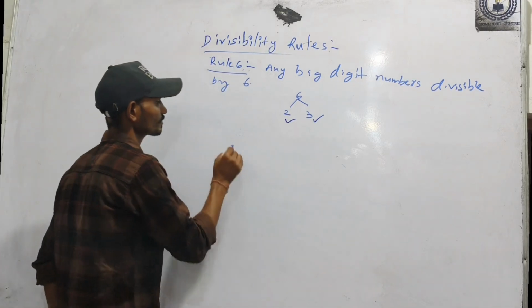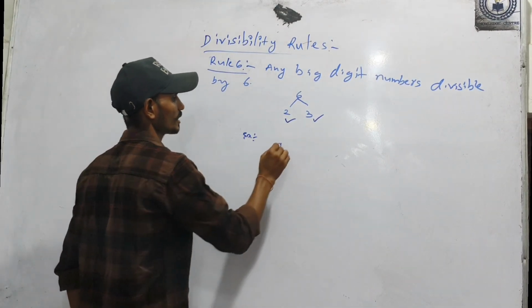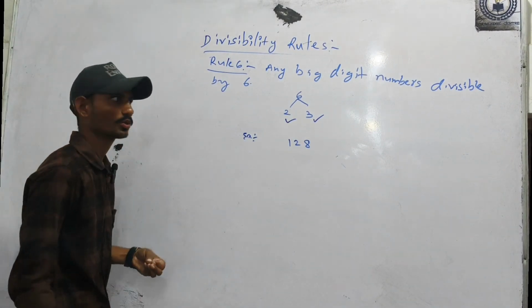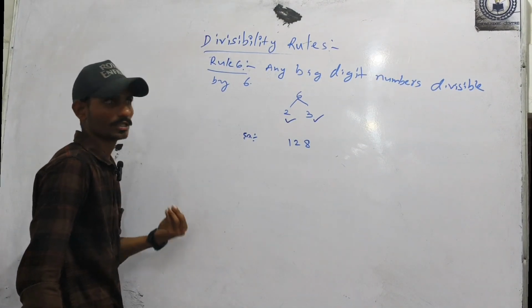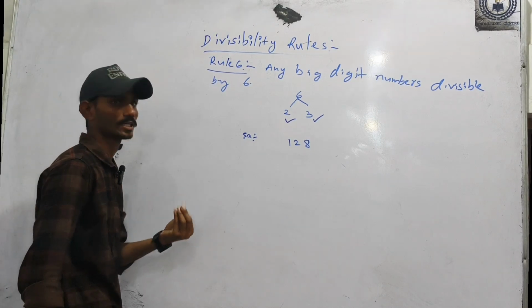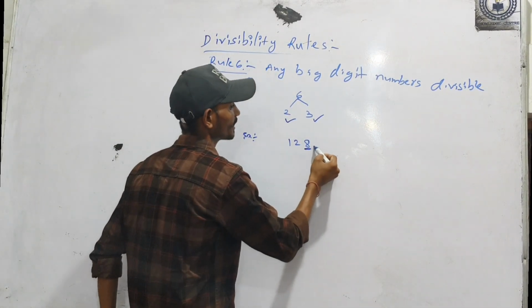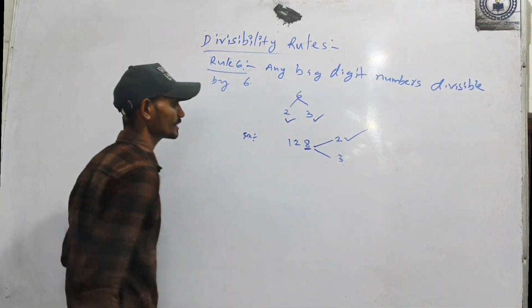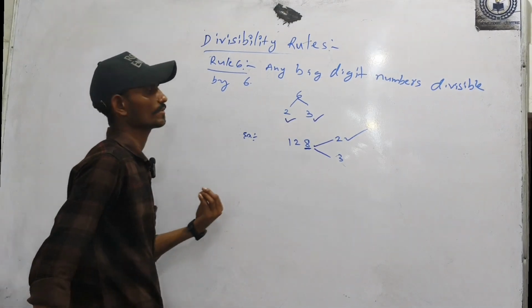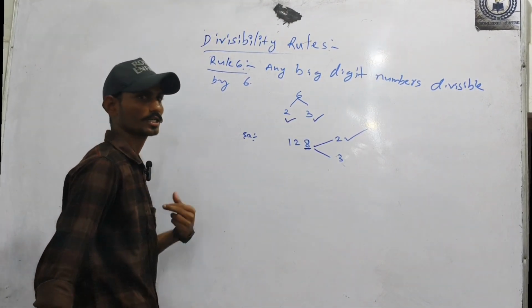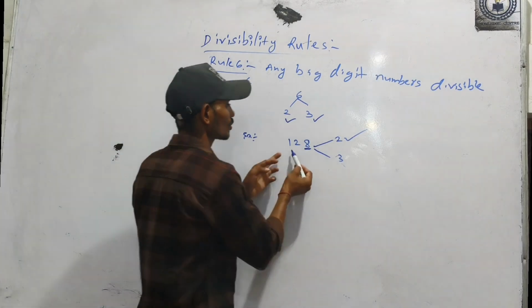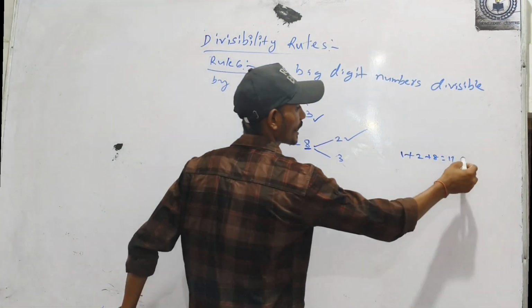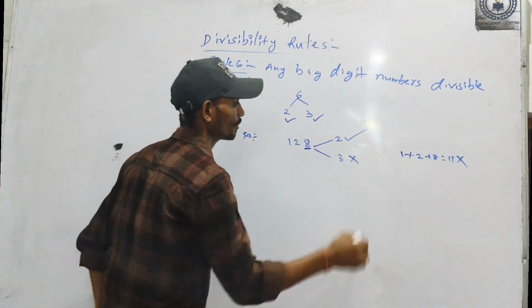Next, we check an example: 128. First you check rule 2. What is rule 2? If a number is divisible by 2, its last digit is 0, 2, 4, 6 or 8. Here the last digit is 8, so it is divisible by 2. Next, check rule 3. What is rule 3? If a number is divisible by 3, the sum of all its digits is a multiple of 3. The sum is 11. 11 is not a multiple of 3, so this is not divisible by 3.